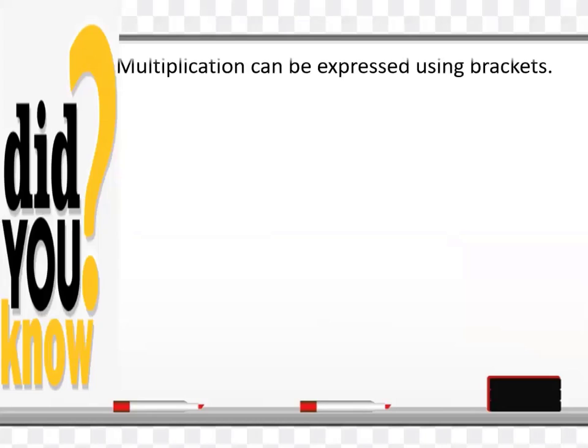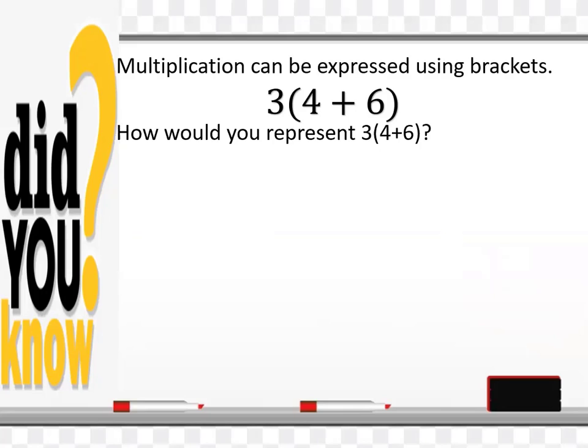Did you know that multiplication can be expressed using brackets? It can. And here is an example. This can actually be read as 3 times 4 plus 6. How do you think we can represent 3 times 4 plus 6? Did you say 3 groups of 4 plus 6? Let's see what that looks like.